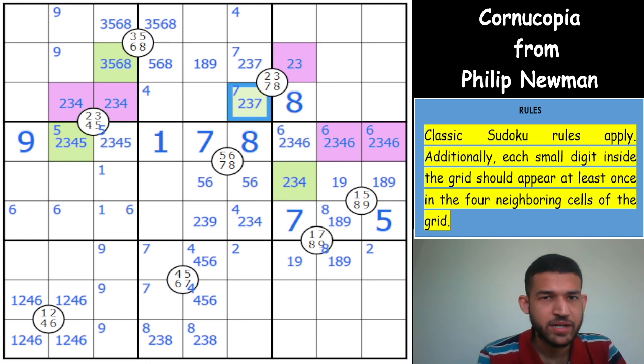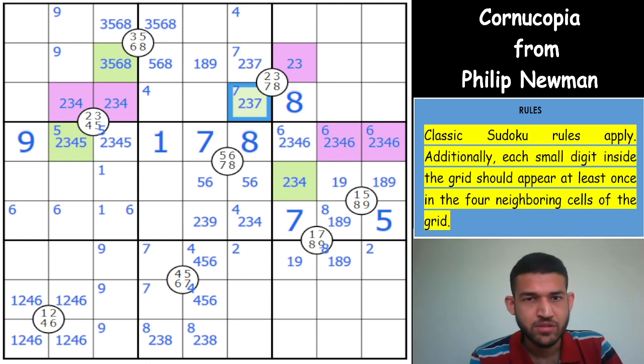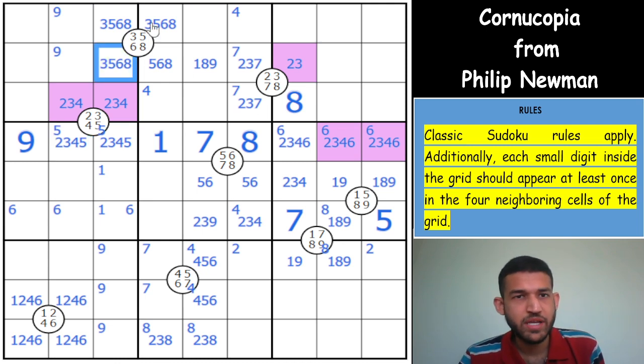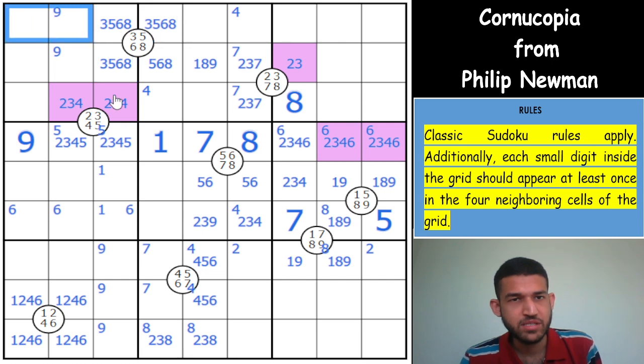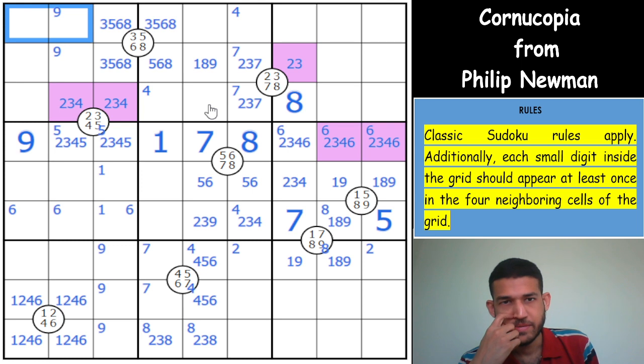So I was hoping to get some sort of contradiction here. So let's just reverse the steps back. So 3 I know is in these 3 cells, which means I can eliminate the 3 from this area. It's not much useful.